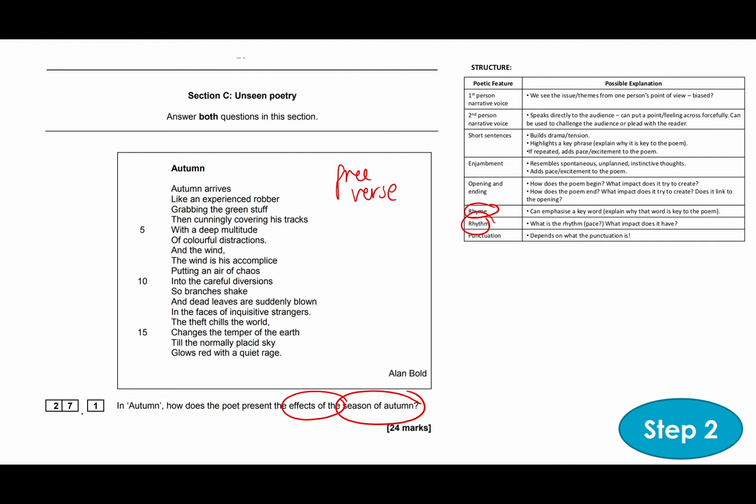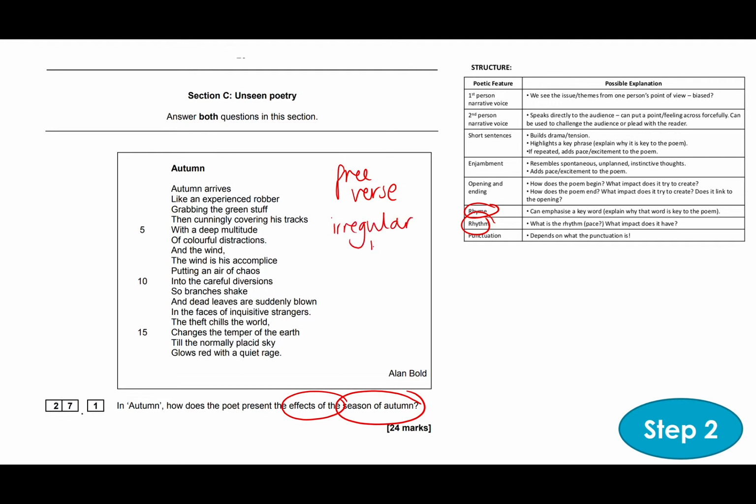Let's look at the rhythm. So I need to think, is it regular or irregular? Now, the easiest way to do that is to look at the length of the line. So I notice this one's really short, this one's a bit longer. I've got a really kind of middly one there. Actually, I would say the rhythm is quite irregular.